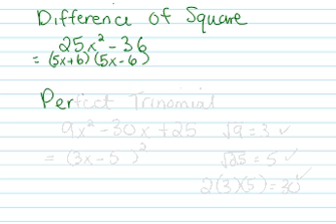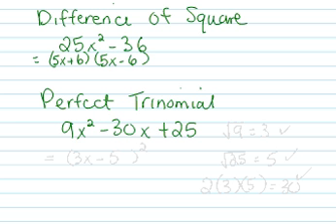The next is a perfect square trinomial. So a perfect square trinomial looks like a regular trinomial without a numerical common factor. The difference here is you need to look at it to see if it is in fact a perfect square. So for it to be a perfect square, the first and last term need to be positive, which they are.